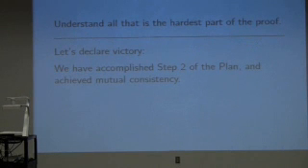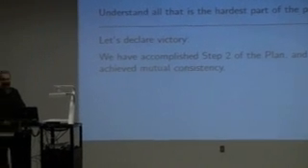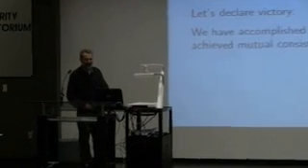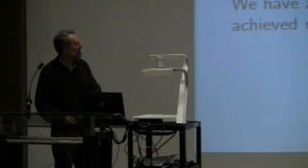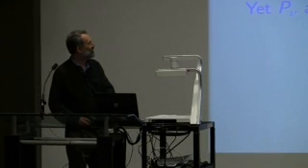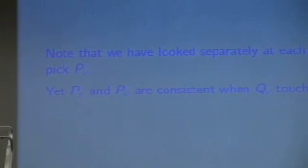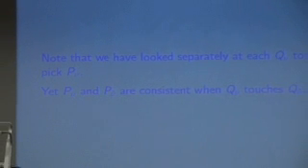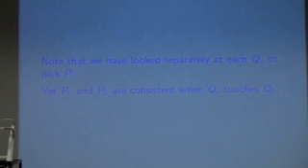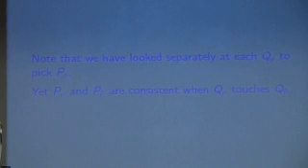Let's just declare victory and say that we have accomplished step 2 of the plan and achieved the mutual consistency. So I've skipped over the hardest part of the proof, but that's the motivation of the hardest part of the proof. Okay, and so now we've looked separately at each q nu to pick a p nu. We've made an independent choice on each p nu, and yet our choices are somehow magically mutually consistent. That's the beauty of picking the Calderon-Zygmund rule the way we did.